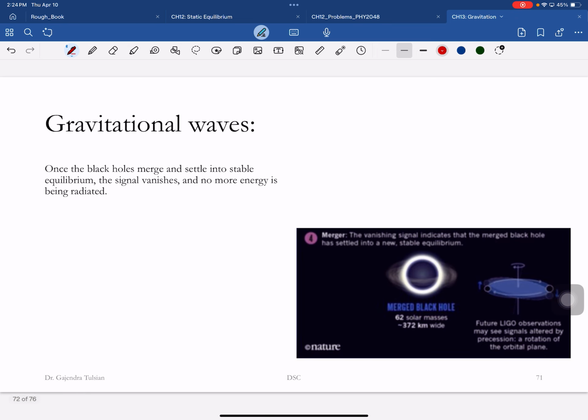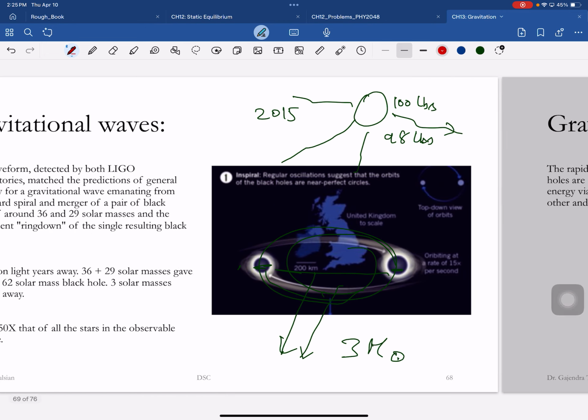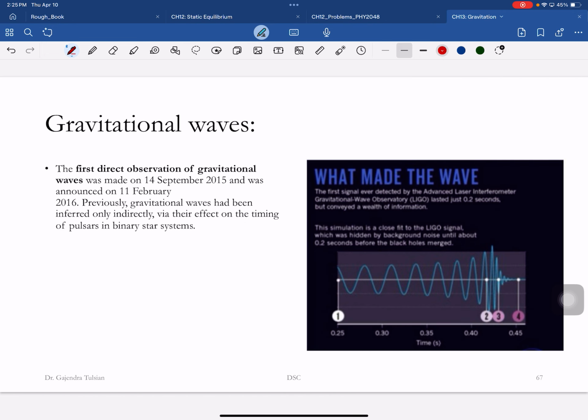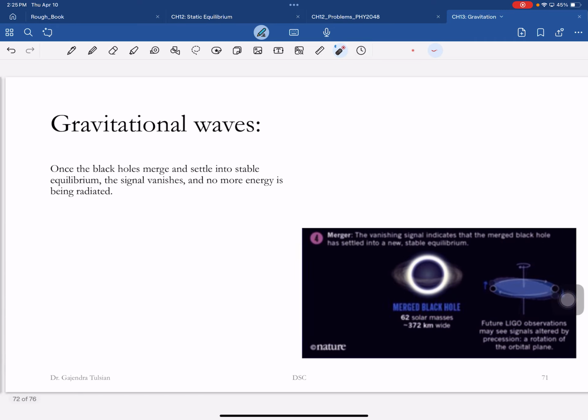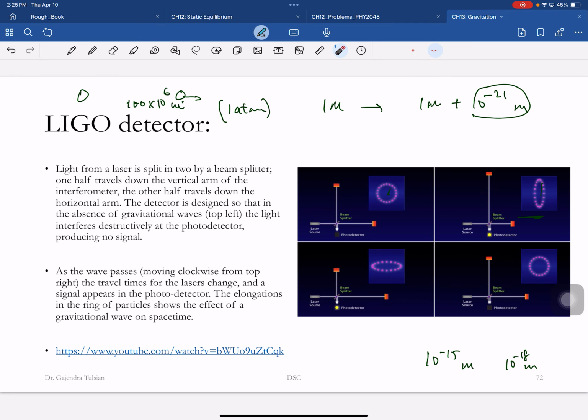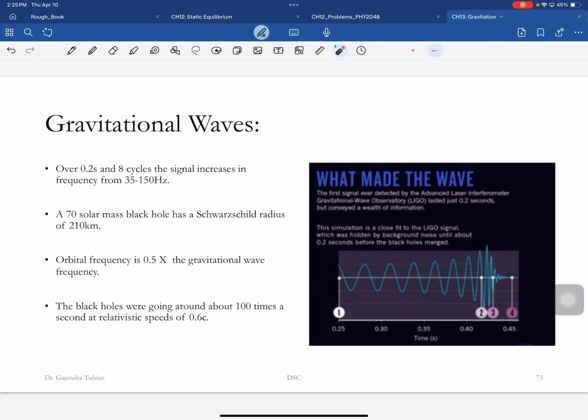So here was the signal that was detected. This is no light, this is light. That was the signal detected in 2015. The black holes were going around about 100 times a second. This massive object was traveling at 60% the speed of light.